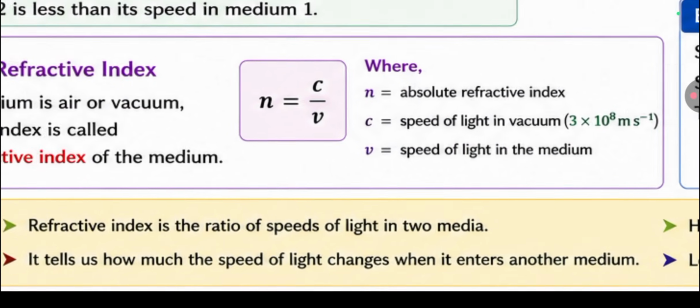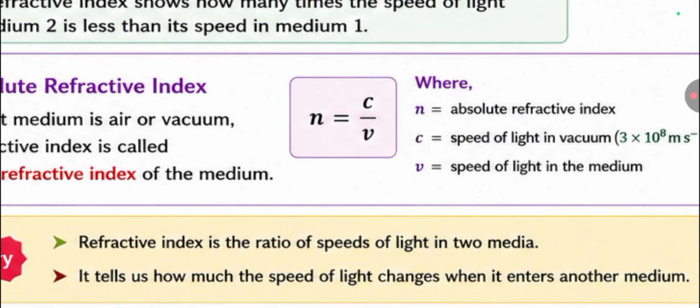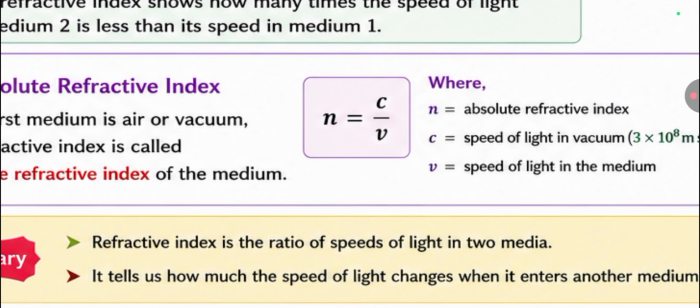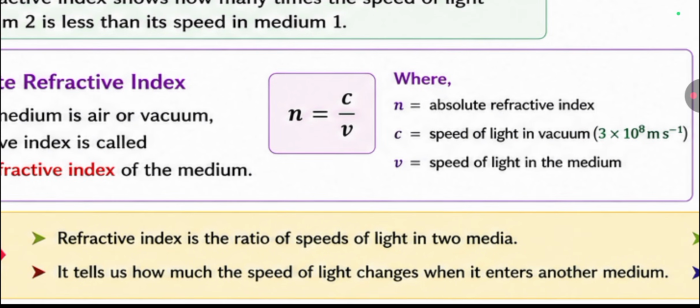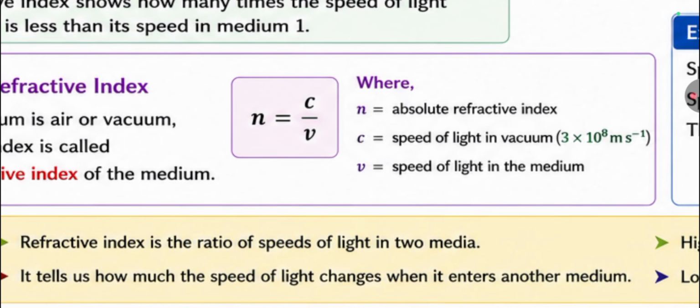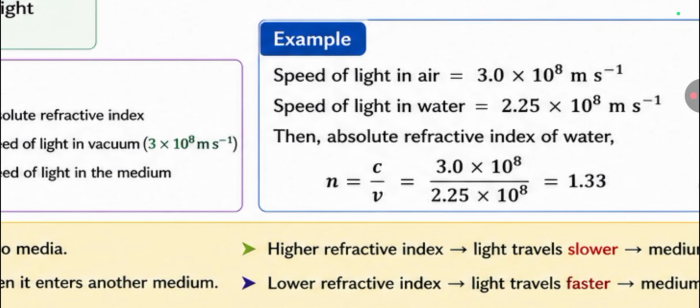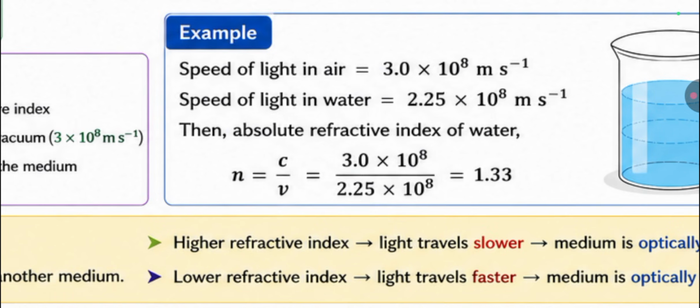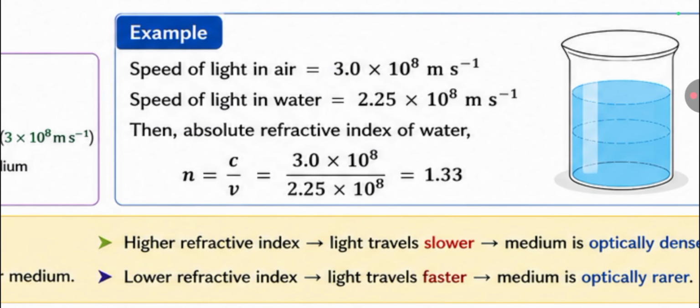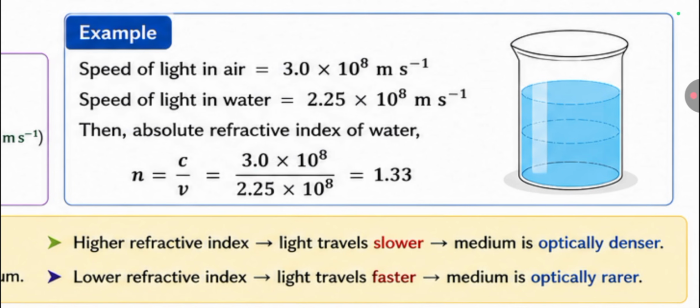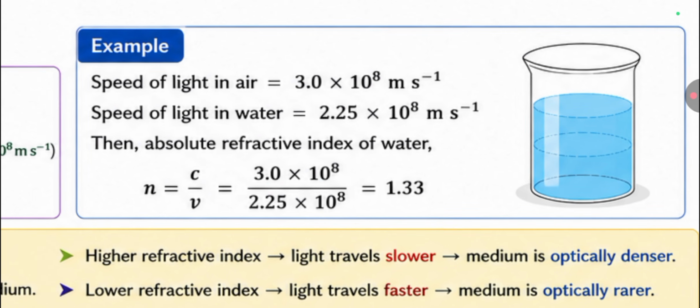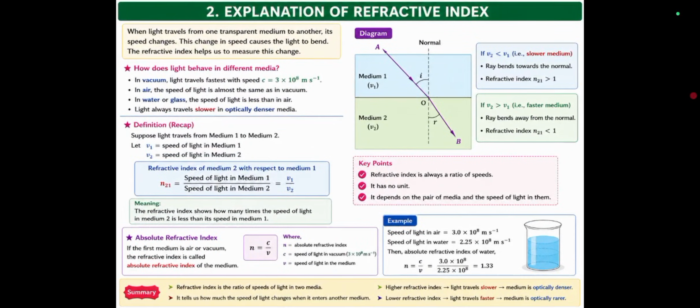Here are some key points we are discussing. Refractive index is the ratio of speeds of light in two media. It tells us how much the speed of light changes when it enters another medium. Suppose a medium has a higher refractive index, then light travels slower, so that medium is called optically denser. Suppose a medium has a lower refractive index, then light travels faster, so this medium is called optically rarer. I hope the topic is understood well.